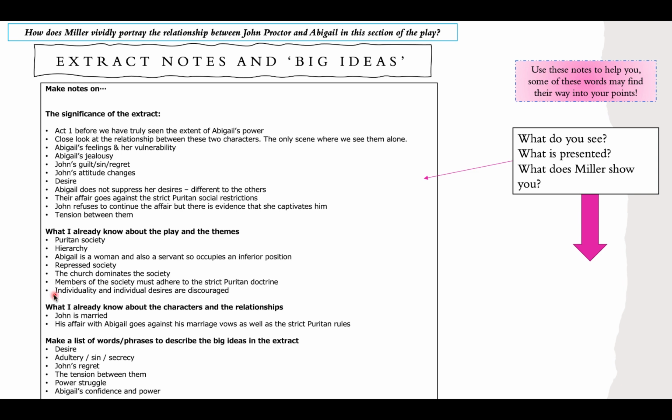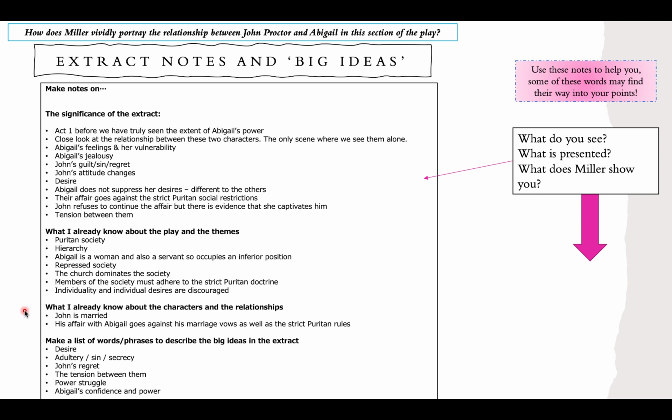And this particularly, I think, would possibly be something that you would use later on. Individuality and individual desires are discouraged, yet they still show them in this extract, and they clearly have acted on them in the past. So what I already know about the characters and their relationship: John is married. His affair with Abigail goes against his marriage vows as well as the strict Puritan rules, which helps us to understand the regret that he feels and the fact that this is such a huge sin for him to have committed.